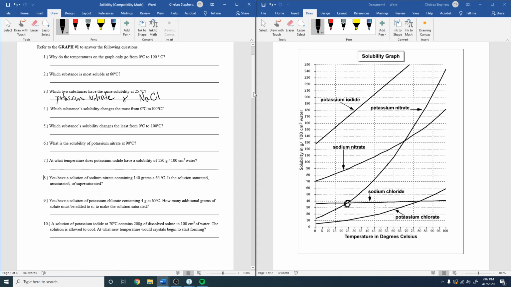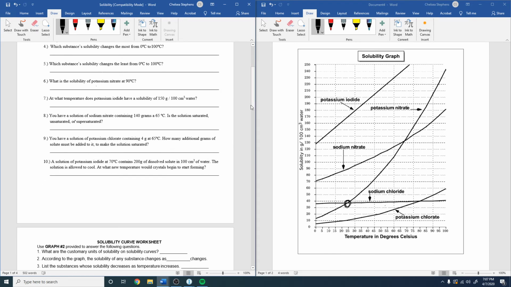Okie doke. So let's see. At what temperature does potassium iodide have a solubility of 150 grams per 100 cc's? Okay, notice, I said cc's.